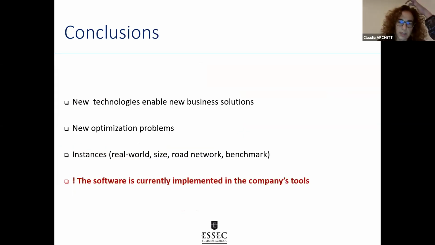Okay. So I'm concluding. Well, I presented our algorithm in which we try to exploit the new technologies in order to provide something useful for the problem that we devised. Just to mention that this software is now currently implemented in the tool that the company is selling to its customers. Thank you for your attention.